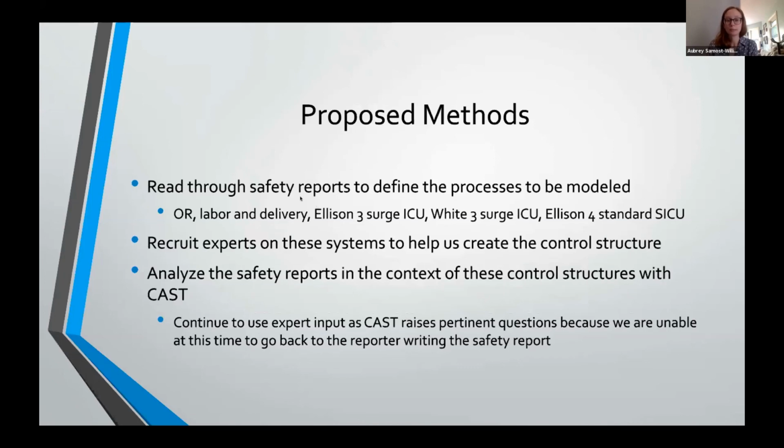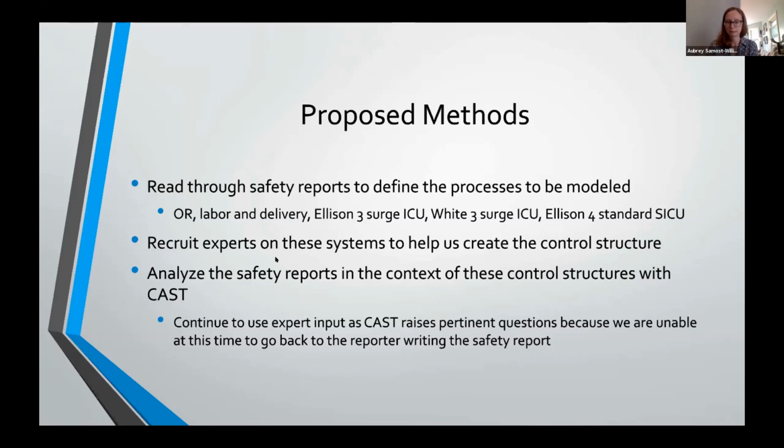So what we're going to be doing is reading through our safety reports to figure out which processes we need to model. We obviously had the operating rooms, but we also had labor and delivery, where our anesthesia staff were. We had 2 major surge units, which were very, very different in style, which I think are going to be very interesting to look at side by side. And then we had our standard surgical ICU that took on a slightly different workload. So I think that these are going to give us really interesting insight into the strengths and weaknesses of each type of ICU model and ICU policy.